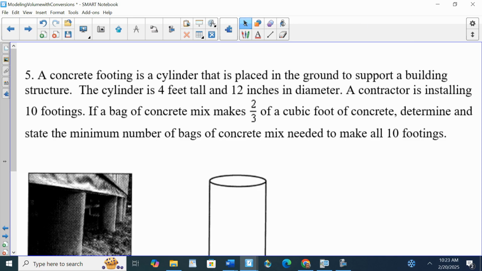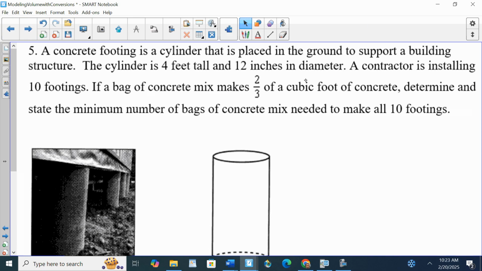Let's take a look at 5. A concrete footing is a cylinder that is placed, blah, blah, blah. I've got a cylinder. I know I have to find the volume. I've got feet. I've got inches. That's not good. I'm going to have to convert 1. What do I need? Feet or inches? Cubic foot. I need feet.